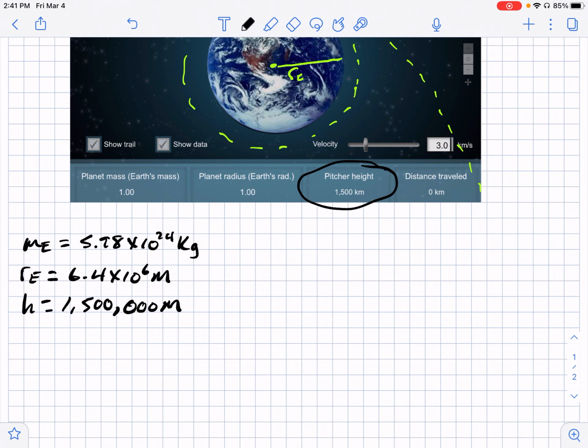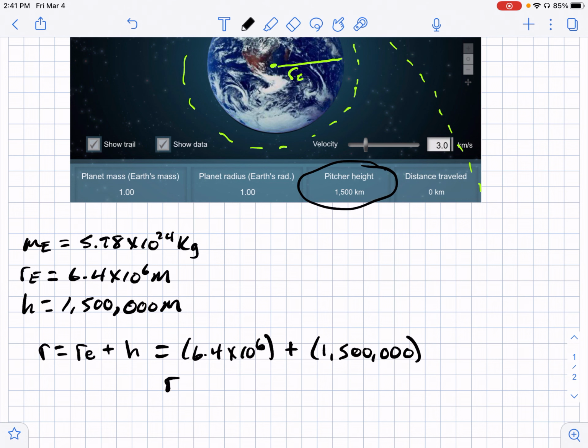The first step is to get your R. The R that we're going to use is going to equal the radius of the Earth plus that height. So I got 6.4 times 10 to the 6 meters plus the height of that picture there. And so my R is going to equal 7.9 times 10 to the 6 meters. Now I have the correct R, so we can go ahead and start on our calculations.